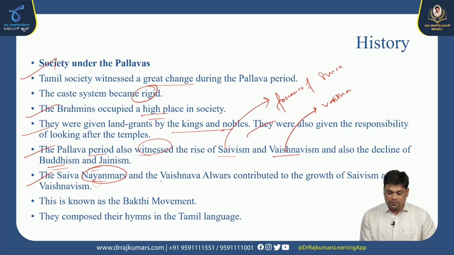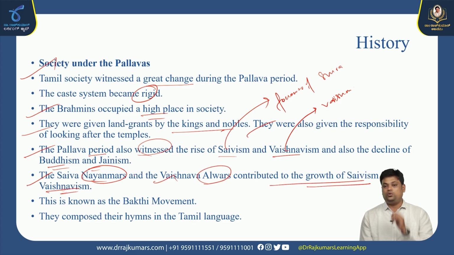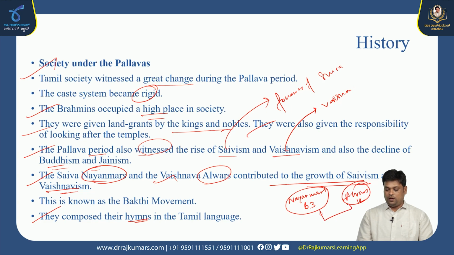The Saiva Nayanmars and Vaishnava Alvars contributed to the growth of these two religions. And remember, the Bhakti movement became more popular during this time period. They composed their hymns in the Tamil language. Nayanmars, 63 in number. Alvars, 12 in number. They composed their songs in which language? Tamil language. Alvars composed Prabandhas. Nayanmars composed Tirumurai, the praising songs of Lord Shiva and Lord Vishnu.